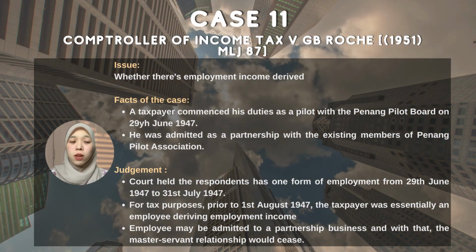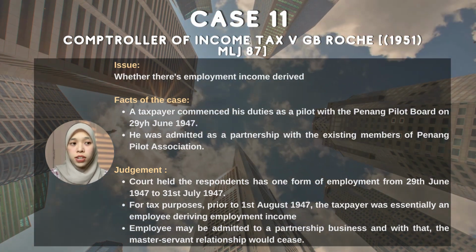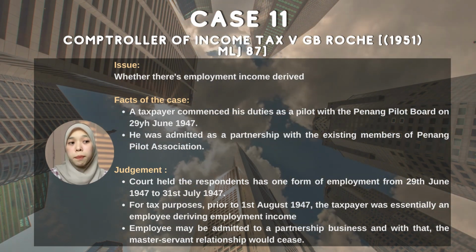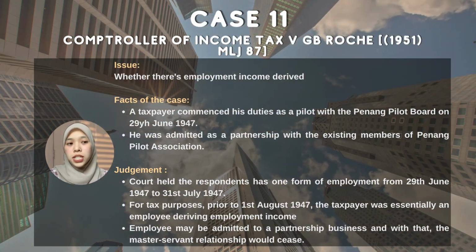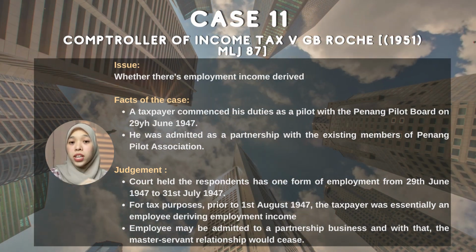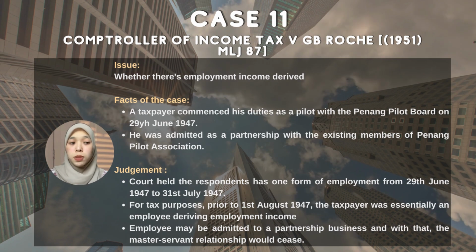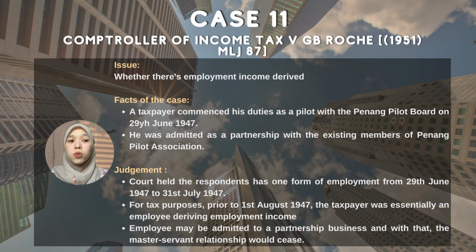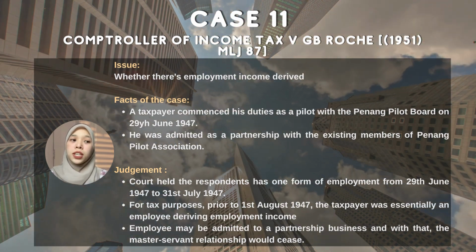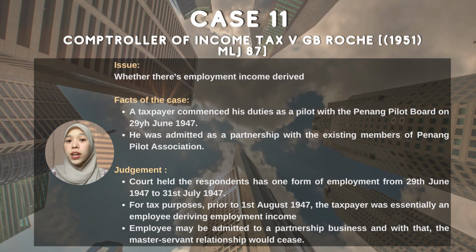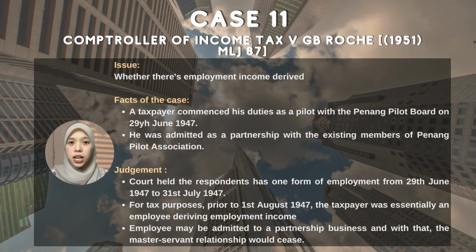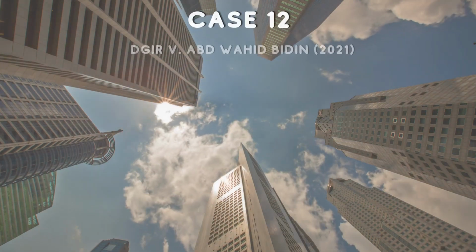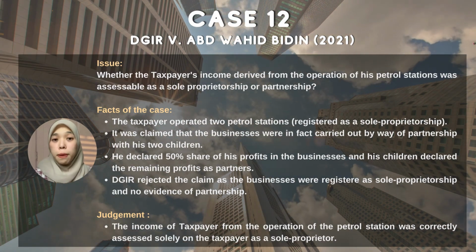So, after that, which is 1st August 1947, he was admitted to the partnership and became a partner. So, for tax purposes, this would imply that only prior to 1st August 1947, the taxpayer was essentially an employee deriving employment income. In other words, an employee may be admitted to a partnership business, and when that happens, the master-servant relationship would then cease. So this is my last slide for my part.